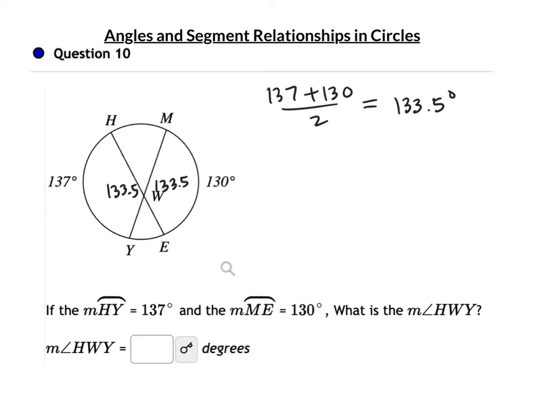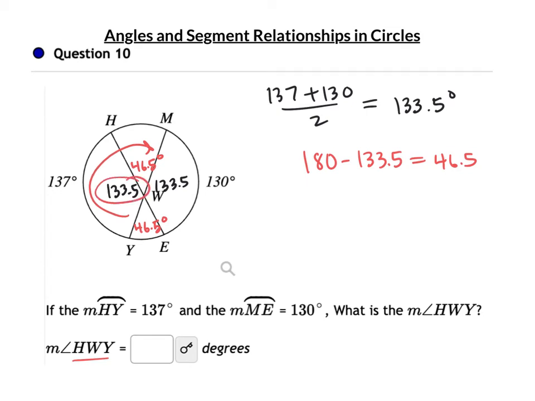133.5. I know that I have a linear pair right here. I can subtract from 180. 180 minus 133.5 is 46.5. This angle is 46.5 degrees, and this angle is 46.5 degrees. What do we ask for? HWY. HWY. It's that one. 133.5 degrees.